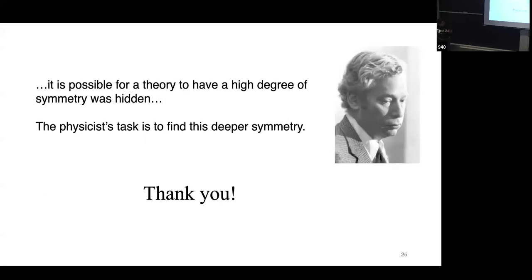In the end, I will leave Weinberg's note. So it is possible for a theory to have higher degrees of symmetries that are hidden. And our physics task is to find these deeper symmetries and to find their applications. And thank you.